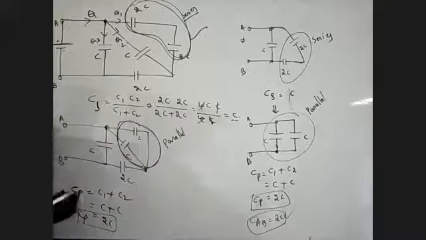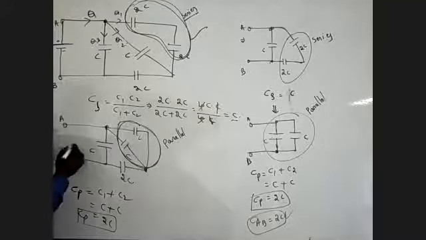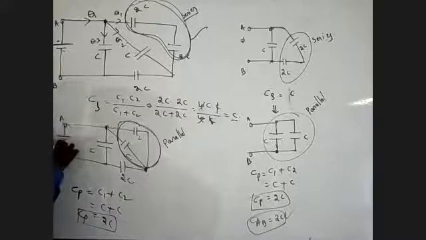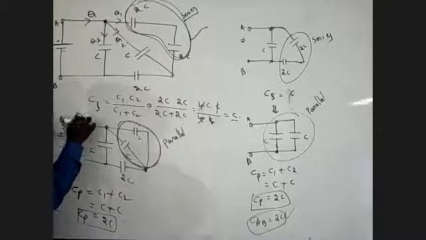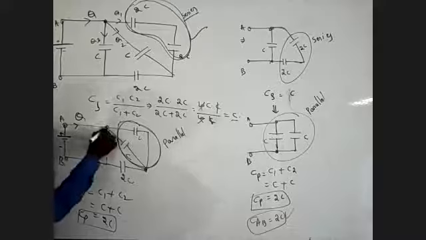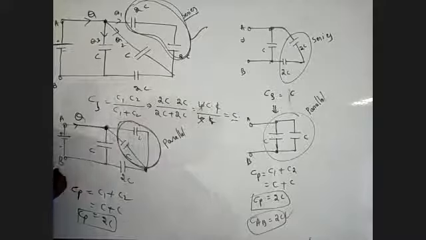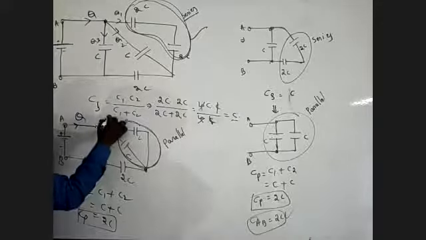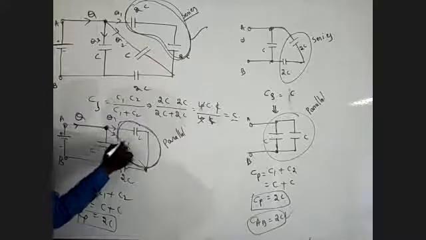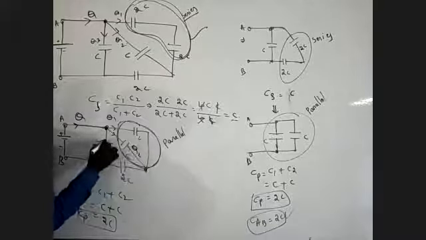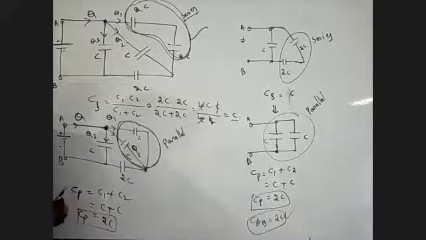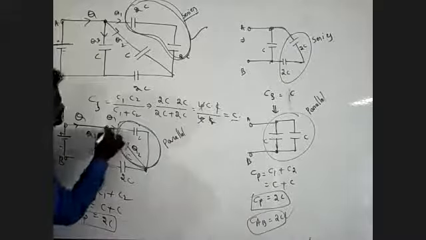How am I deciding these two are in parallel connection? This is connected to the cell's positive terminal. It gives a charge Q, which enters the junction point. This can be divided into Q1 charge, Q2 charge, and Q3 charge.